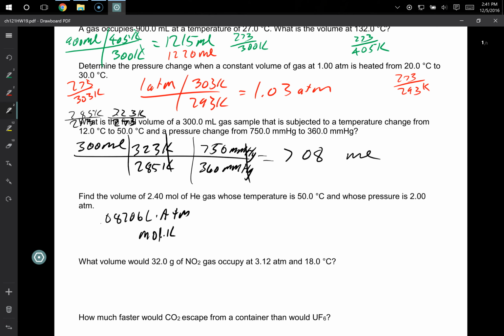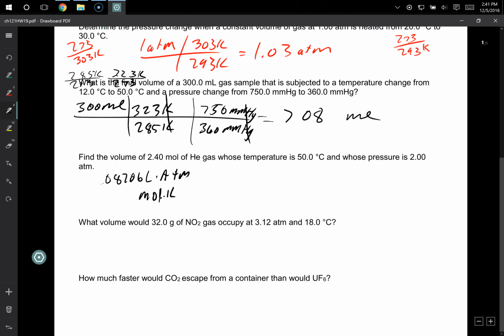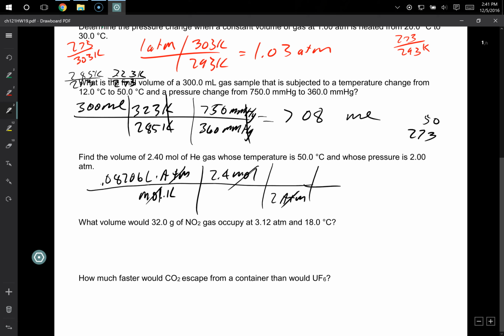So I was looking for a volume, so I set this up with my volume unit in the numerator. And now I just need to get rid of all the other units that I don't want, the atm, moles, and K. So I'll put 2.4 moles up top so I can cancel that out. And then I'll put 2 atmospheres in the bottom so I can cancel that out. And then I need some temperature. So 50 plus 273, 323 K. So then I'll put 323 K in the numerator so I can cancel that K out. And then the only thing I have left is liters.